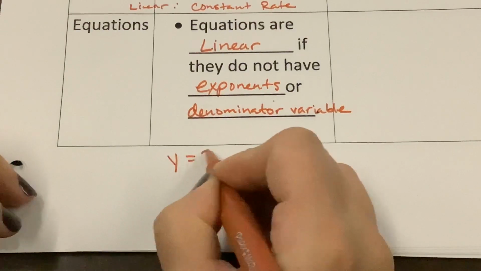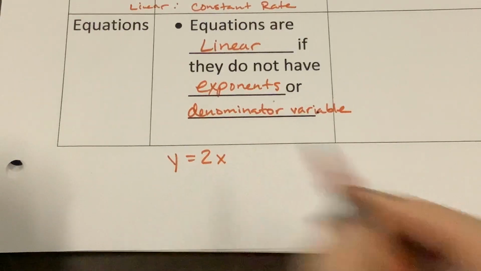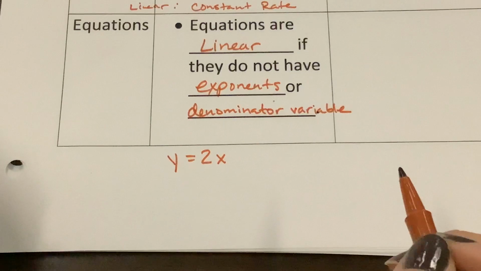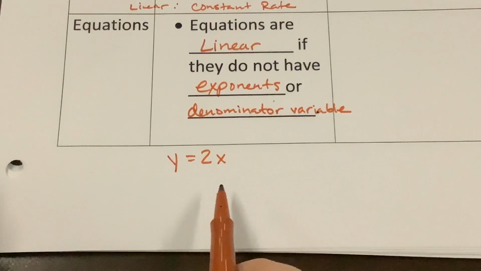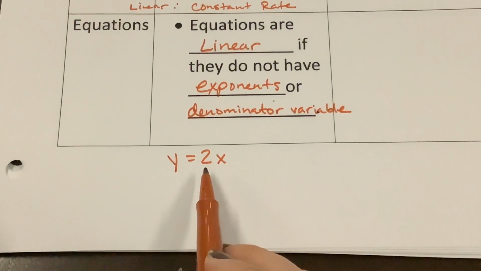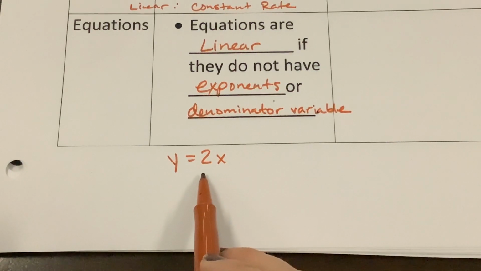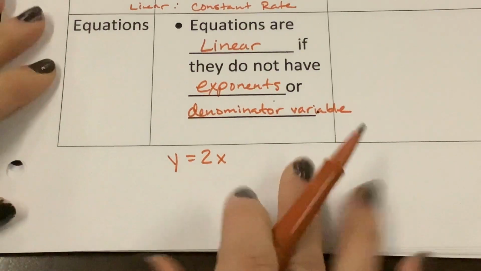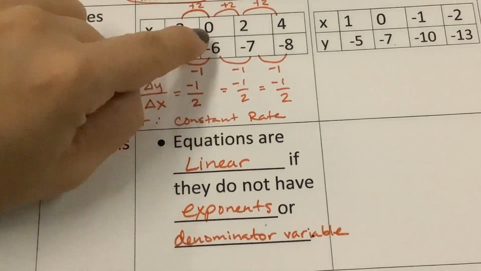If you have y equals 2x, that is linear. It will be a straight line. We know that because this is our slope of 2. It's a constant rate of 2. So remember that that's still rate. So if we were to make a chart, a table, the constant rate between numbers would be 2.